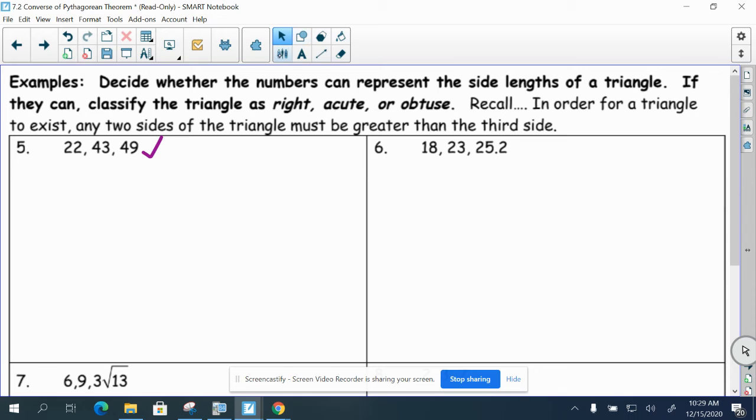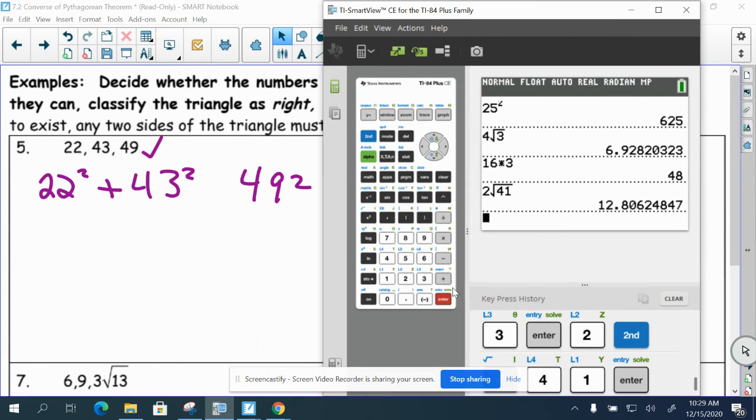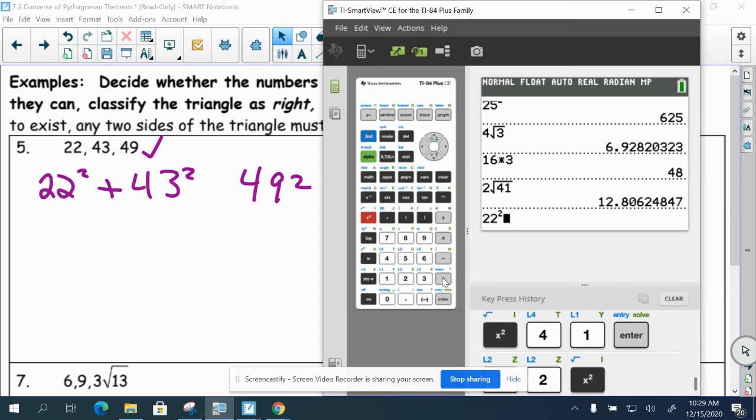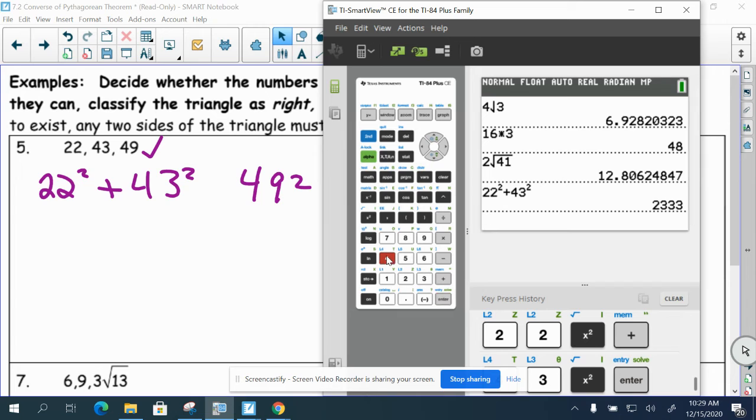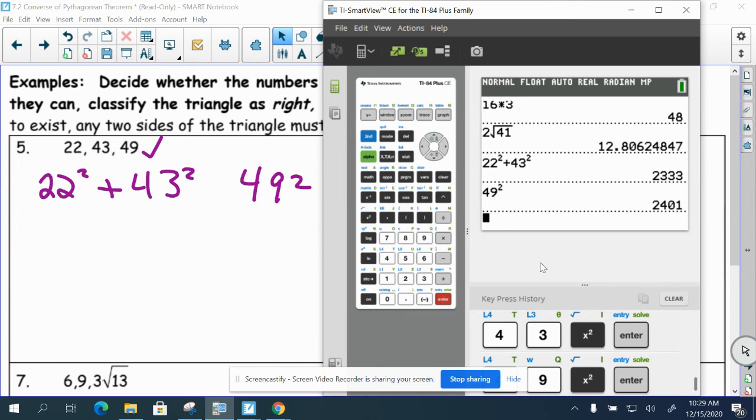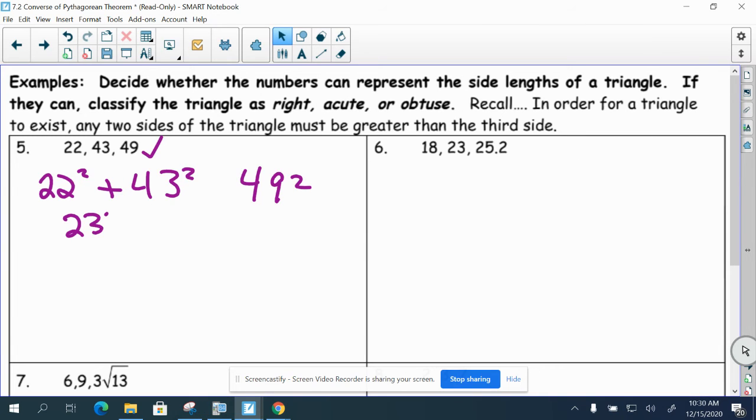So let's check to see if it makes a right triangle. So we'll do 22 squared plus 43 squared. How does that relate to 49 squared? So I'm just going to do this all in my calculator here. 22 squared plus 43 squared is that. 49 squared is that. So 2333, 2401. Since your hypotenuse squared is bigger, that would make it an obtuse triangle.